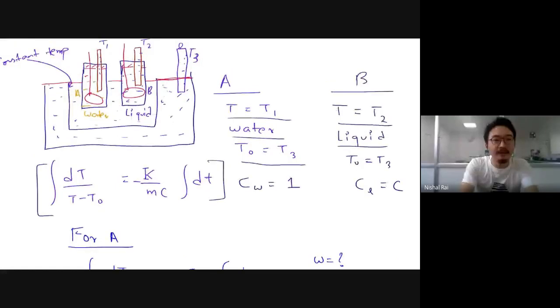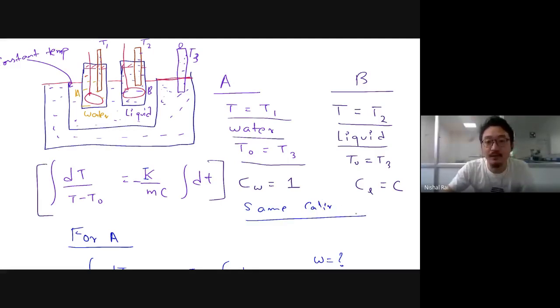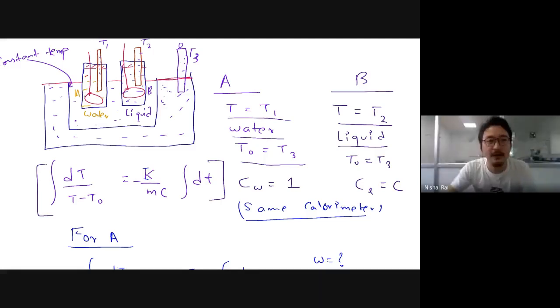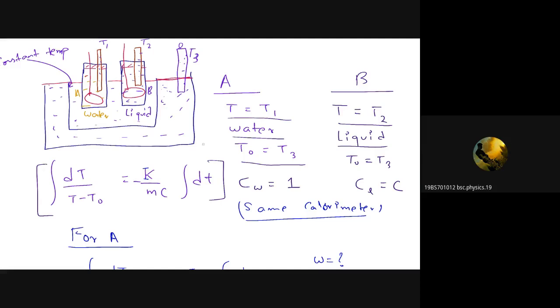One question, okay, both these calorimeters are the same. Both A and B calorimeters are the same. That means they are made up of the same material. Look, apart from the mass of water, it will also have something from this material. This will also absorb some heat, or it will give some heat. Do you understand the problem?